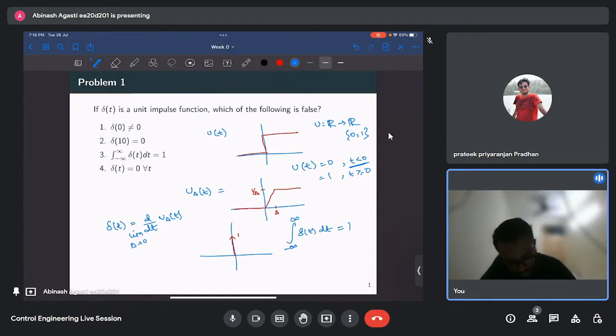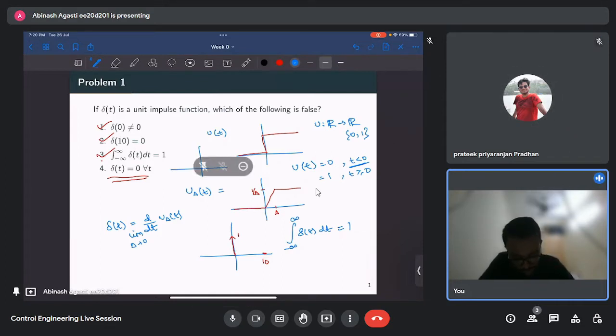So we see that at least this option is clearly correct. Now next we can check delta 0, what does it equal to? We know that delta at 0 is not 0, because we have that arrow kind of thing that denotes the area of the curve. So this one is correct. Then the unit impulse function at some value other than 0 is obviously 0. And so finally we come to this option, which says that the unit impulse function is 0 for all t. Now this is clearly not true.